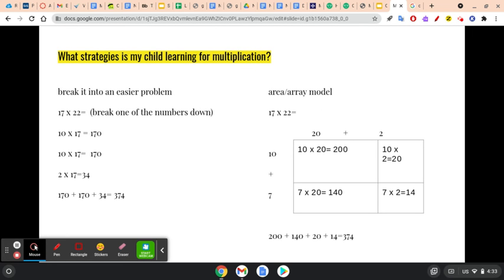So, strategies for multiplication. Strategies today are not like it was when we all were in school. It looks very different. And to a lot of people who didn't use these strategies in school, it is very confusing. So here's an example of some of the strategies that we use for multiplication.